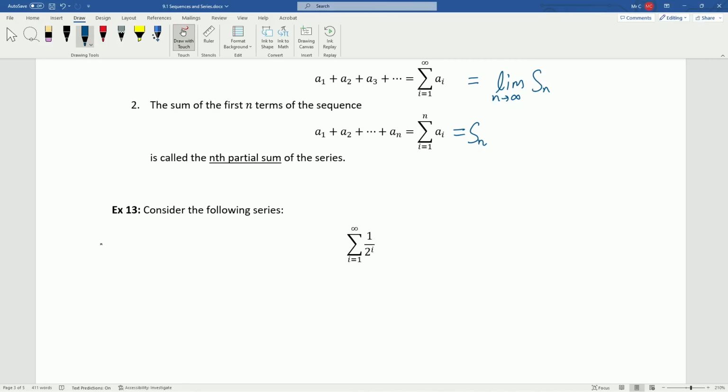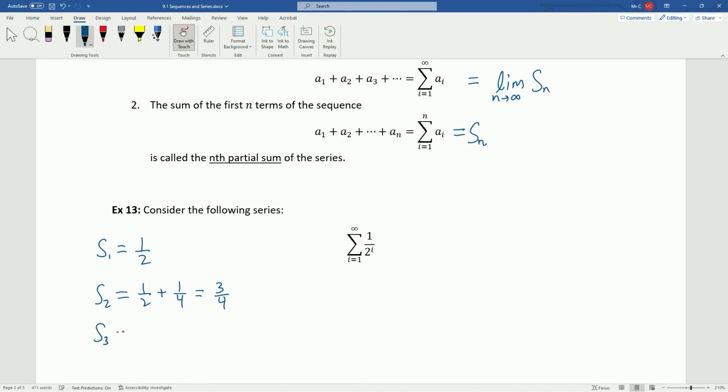So if I take the first partial sum, that means just add the first term. Well, that's just 1 over 2 to the first power. Done. Now, if I take the second partial sum, that means you add the first and second term. That's 1/2 plus 1 over 2 squared, which is 1/4. That's 3/4.